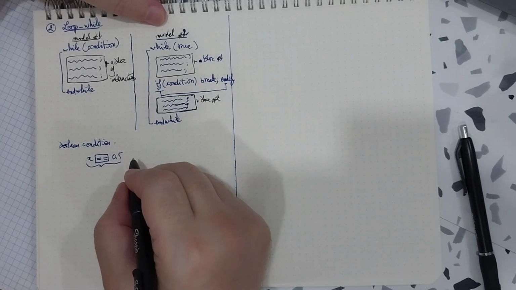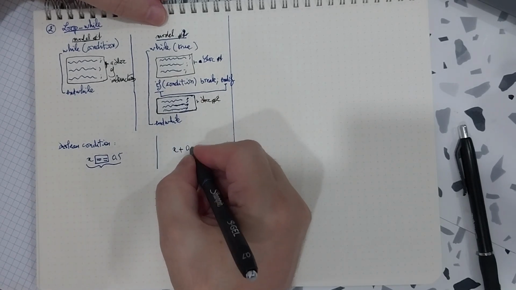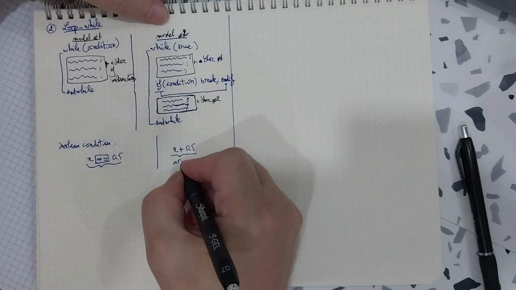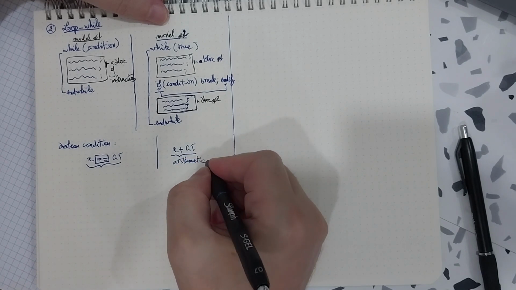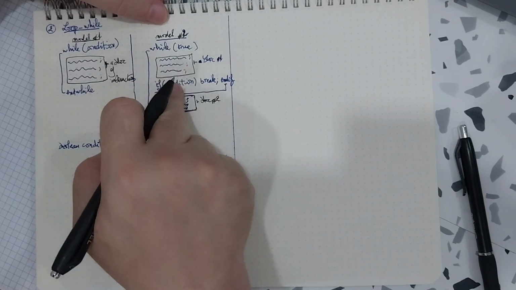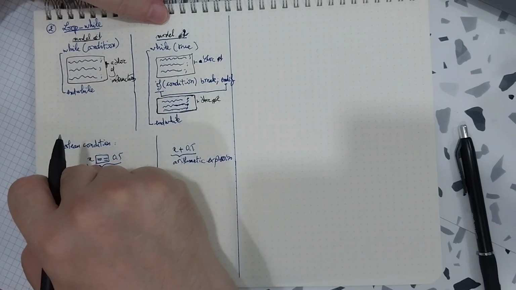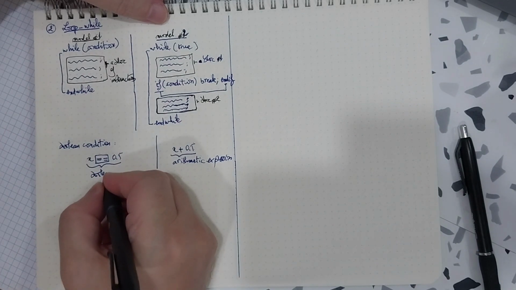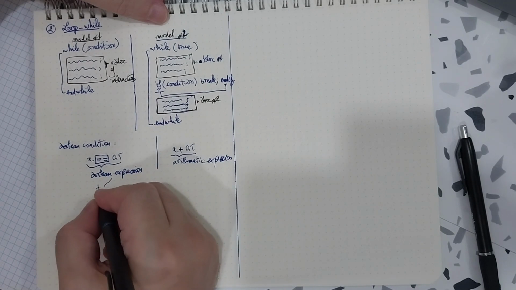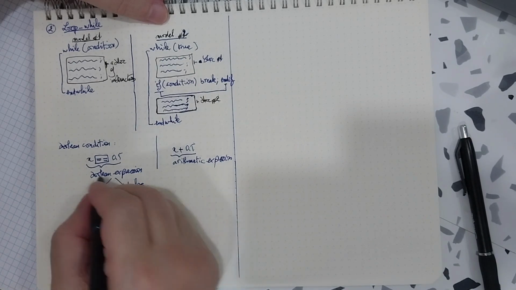It is a Boolean expression. While, for example, x plus 0.5, this is not a condition, this is a number. This is an arithmetic expression. It's a number. They should not be here in the loop while or in the if condition. Must be a Boolean expression. A Boolean expression can be true or false. We call that Boolean. That's why it's called Boolean expression.